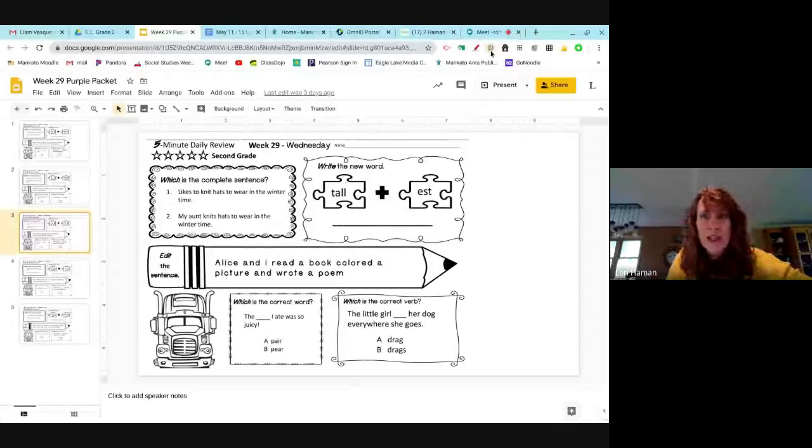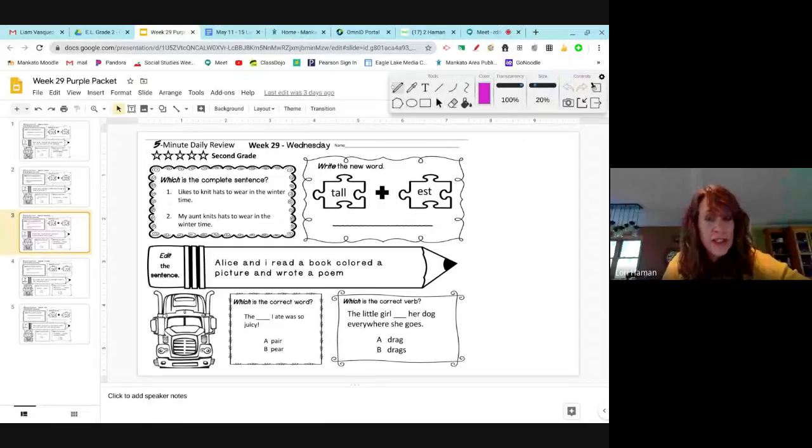So our first task is, which is the complete sentence? So again, they look plenty long. I see capital letters and end marks, but remember, that could be a trick. We have to really hear that the sentence says all the information, knowing the subject, like who or what it's about, and the predicate, something that explains what the subject did or does or is. Okay, so let's read them to know which is which. Number 1, likes to knit hats to wear in the wintertime. And number 2, my aunt knits hats to wear in the wintertime.